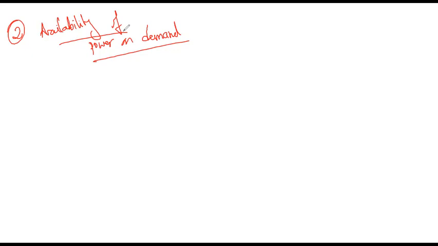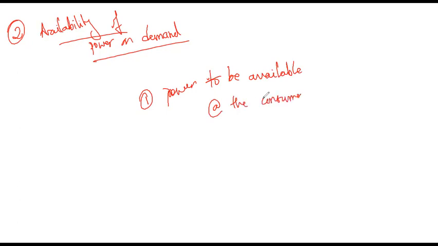So it is just the power to be available at the consumer premises. Okay, so next, I have the proper voltage and the availability of power on demand.